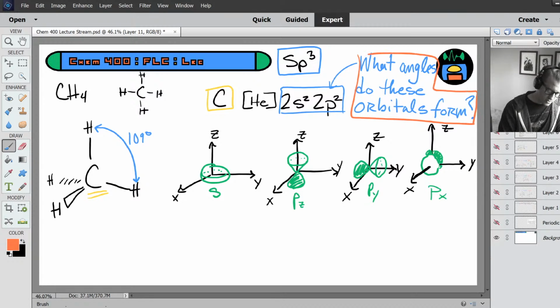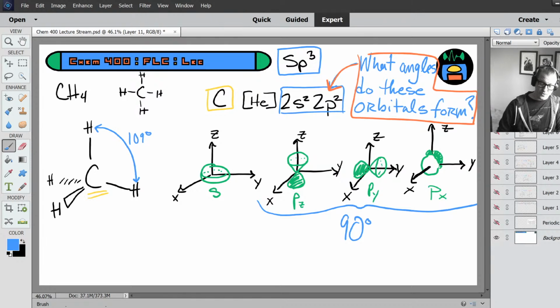Now, if we go back to our original question, what angles do these orbitals form? Well, the s orbital doesn't have any direction, right? So it's just sitting there, a blob. The only ones that do have direction that we can look at are the p orbitals, and each one is oriented along an axis. And what do we know about axes? They're all right angles. They're 90 degrees from each other.